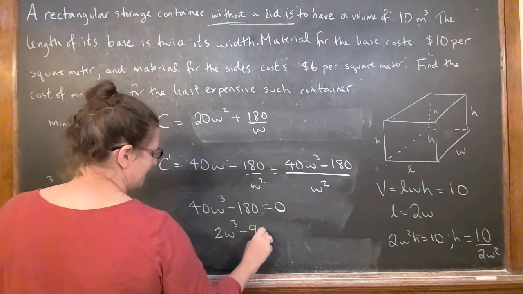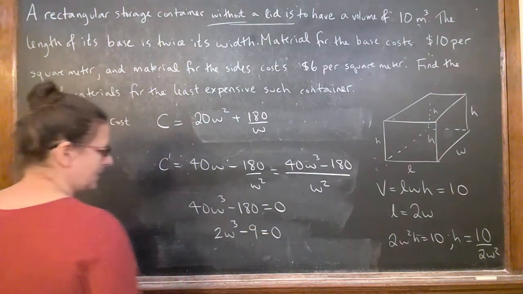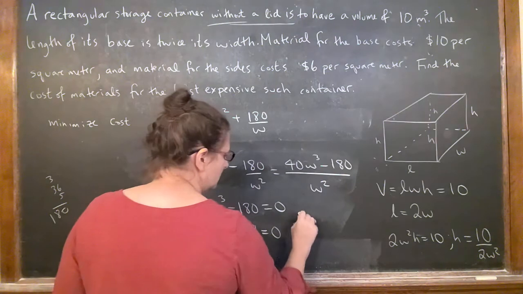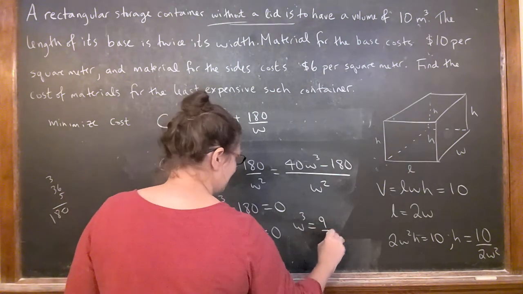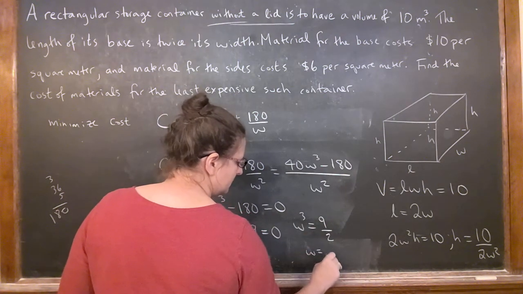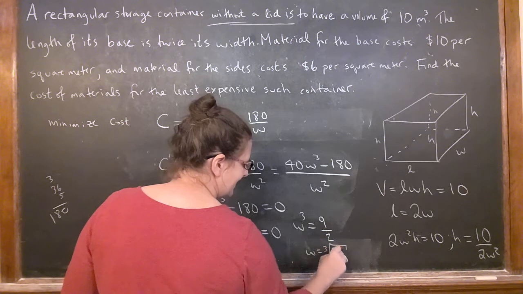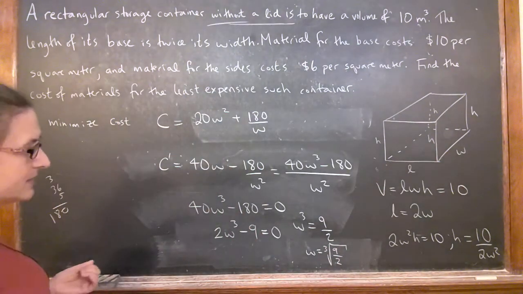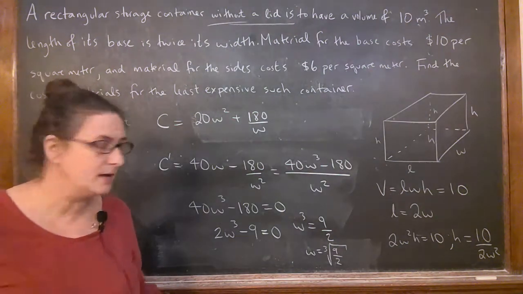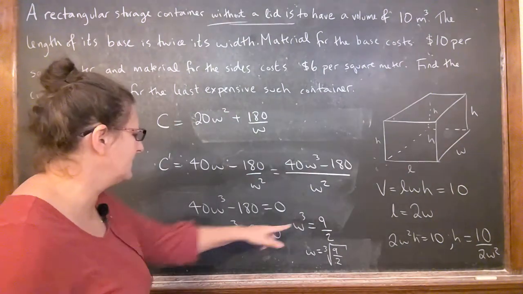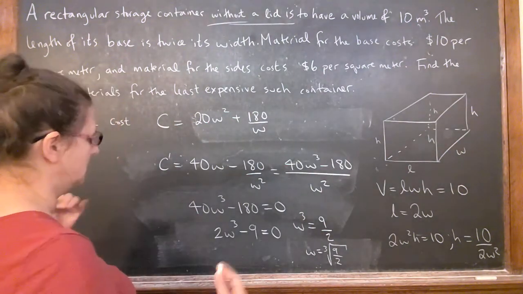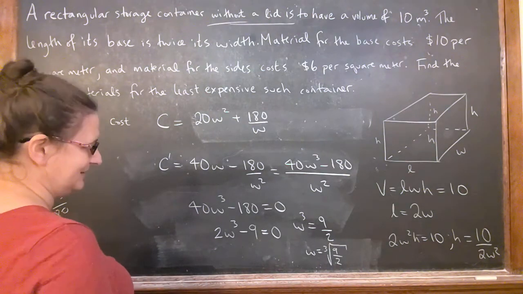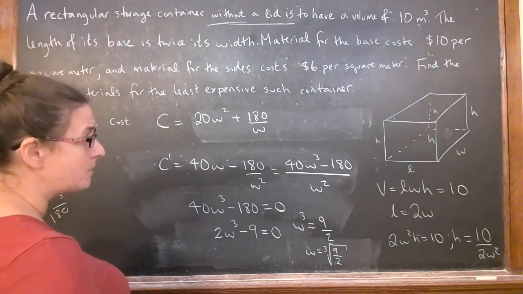So w cubed is 9 halves. W is the cube root of 9 halves. That's great, whatever that is. Okay, plus minus, of course, right? But I know it's not plus minus, of course, because it's cubed. Never mind. It's that. All right, so that is our point.